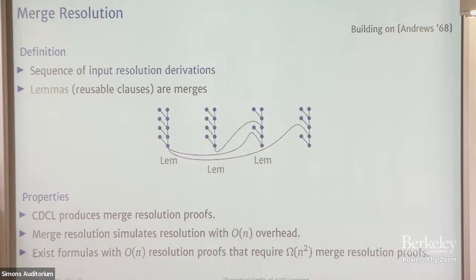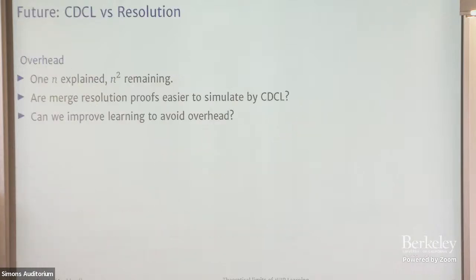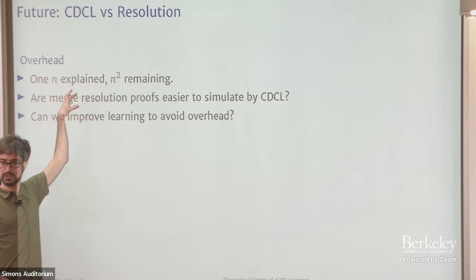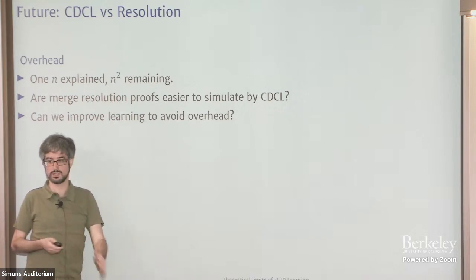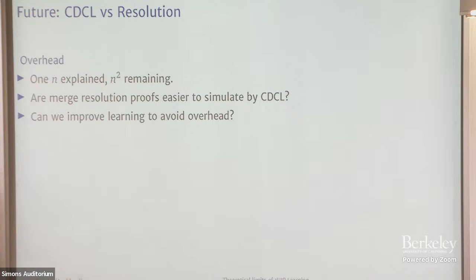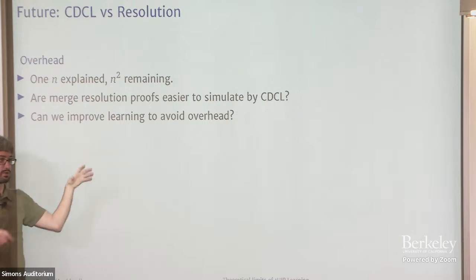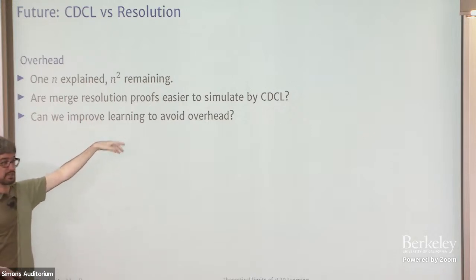So now, where do we go from here? Just staying on this topic of overhead. We explained one linear factor in the overhead, but the overhead was cubic. So what about the other n squared factor? Can we explain that? Can we remove it? What can we do there? And if I take a proof in this restricted merge resolution proof system and give it to a CDCL solver, will it do better than if it only had the resolution proof system? I don't know. And maybe similar to what happened with branching, where we exposed limitations and then you could design a branching scheme that avoids those problems, is there a way to do learning that avoids this kind of problems?